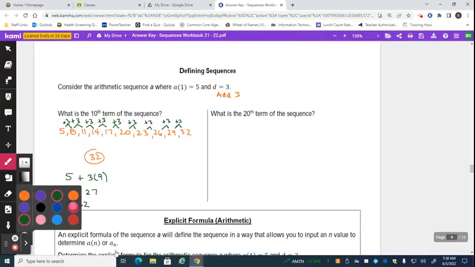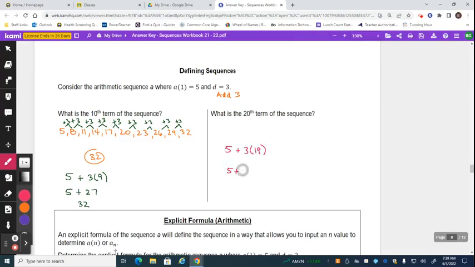But again, I want to use the pattern to our advantage here. I know I'm going to start at 5, and I'm going to add 3. The question is, how many times am I going to add 3? Since we're starting at 5, and that's our first term, and we want to get to the 20th term, we're going to add 3 19 times. So 5 plus 57 would be 62.